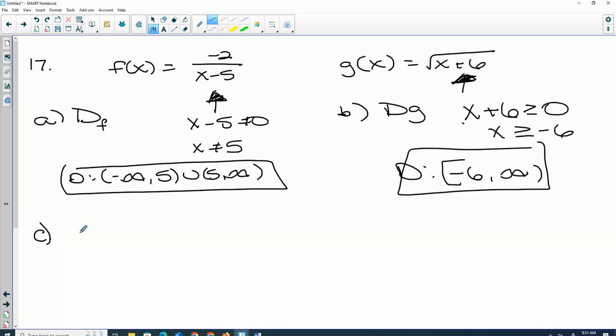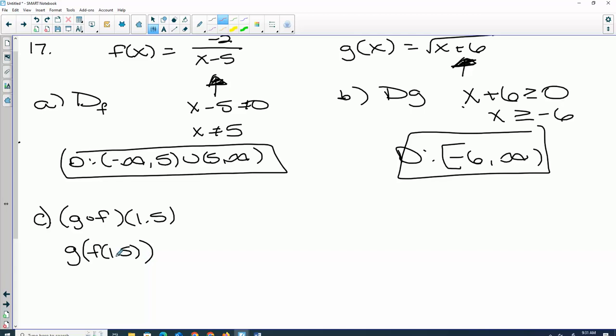Part C. G composed with f of 1.5. That means G of f of 1.5. You start on the inside. And this seemed to really throw a lot of people, but I think it was just because it didn't work out nicely. Okay, so we would have -2 over -3.5. If you put that in your calculator, it's going to turn it into a fraction for you, or a decimal. You get 4 over 7.